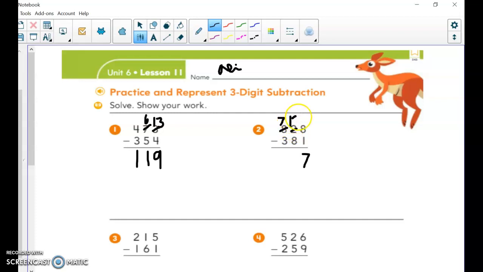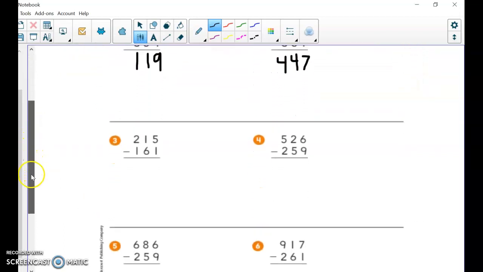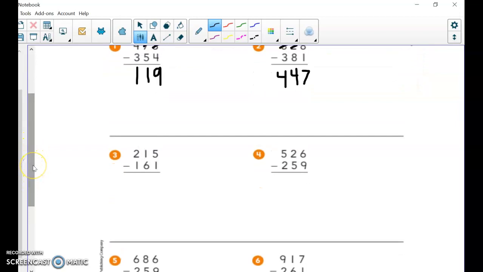Instead of 2 tens, it becomes 12 tens. So 12 minus 8 is 4. And then we have 7 minus 3 is 4. Final answer, 447. Very good. Let's continue. We're on to number 3 now.